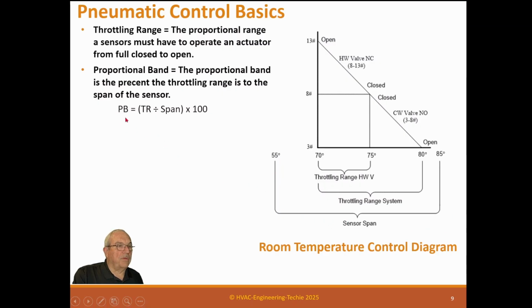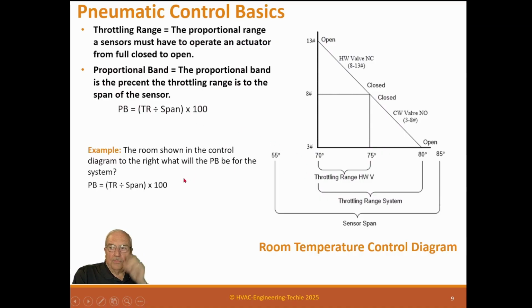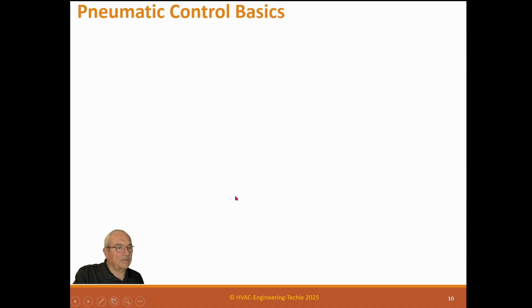So the proportional band is the percent the throttling range is to the span of the sensor. So the proportional band is the throttling range divided by the span, times 100. In this case, if you have a room shown in the control diagram at right, the proportional band for the system would be 80 minus 70 divided by 85 minus 55 times 100, which equals 33%. It's the proportional band. Now, you only need to know that if you're trying to calibrate a reset controller.